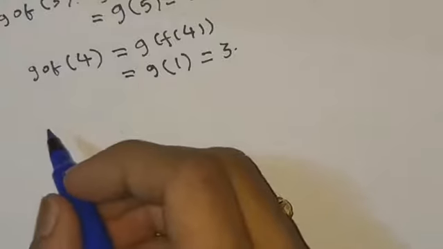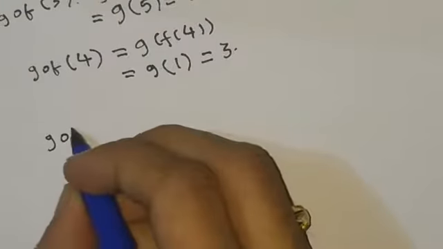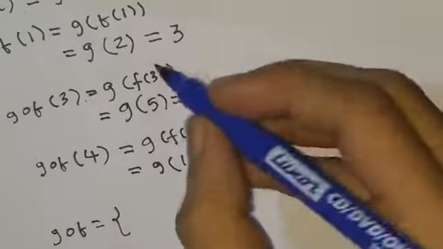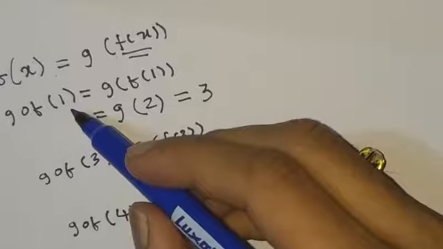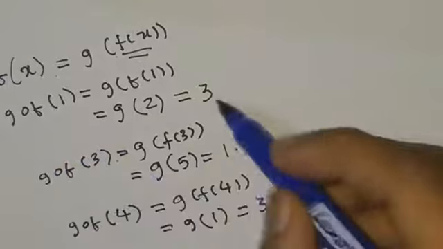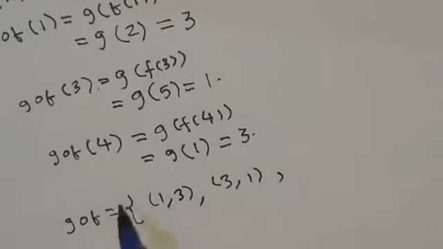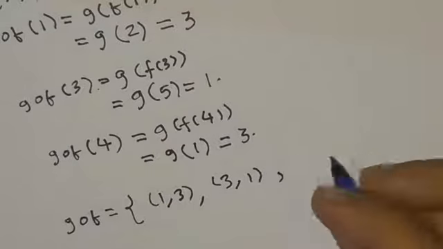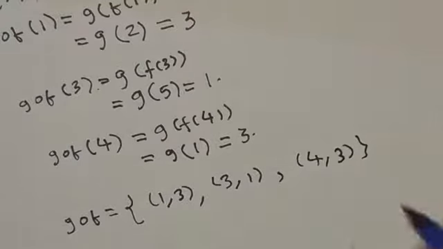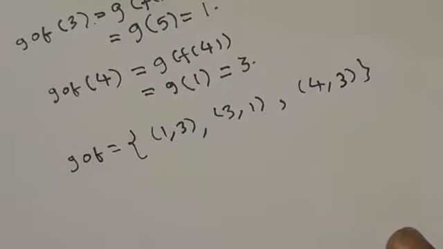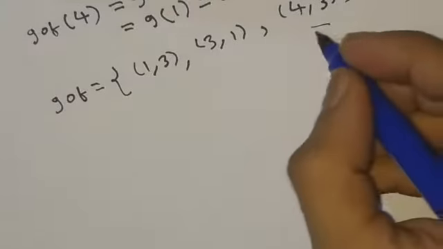Okay, so now we have to write this function g composition f in terms of ordered pairs. So what we will get is: g composition f of 1 is 3, so (1, 3) will be there. Then g composition f of 3 is 1, that means (3, 1) will be there, and g composition f of 4 is 3, so (4, 3) will be there. So this will be the function g composition f. Okay, so that was problem number 1.